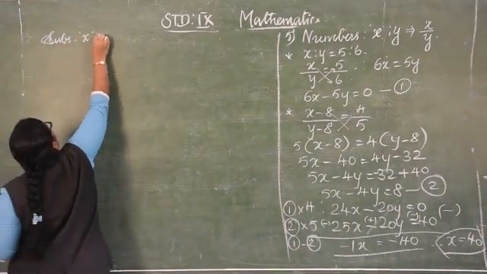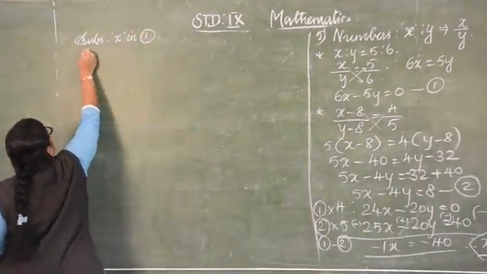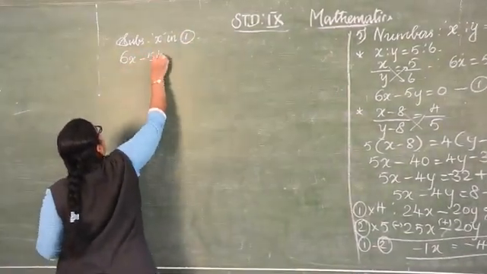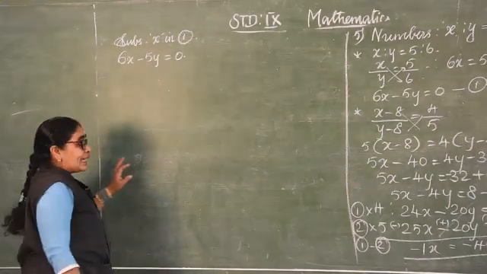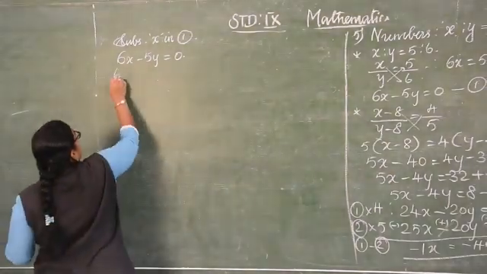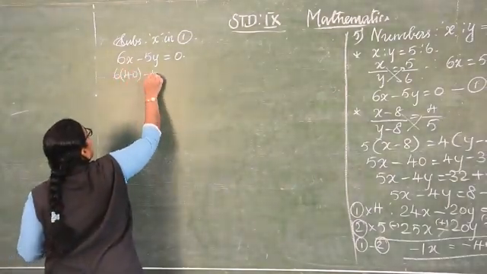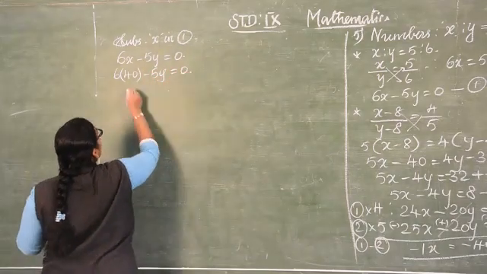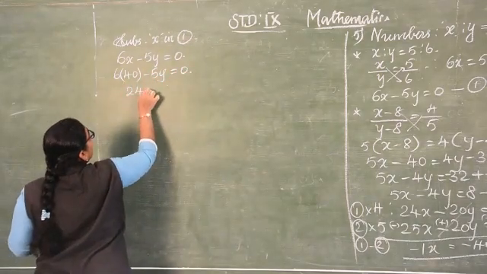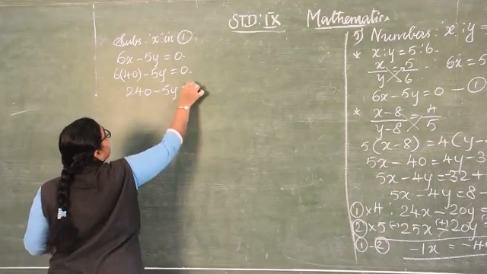Substitute x in the first equation. The first equation is 6x minus 5y equal to 0. The x value is 40, so 6 into 40 minus 5y equal to 0. 6 4s are 24, so 240 minus 5y equal to 0.